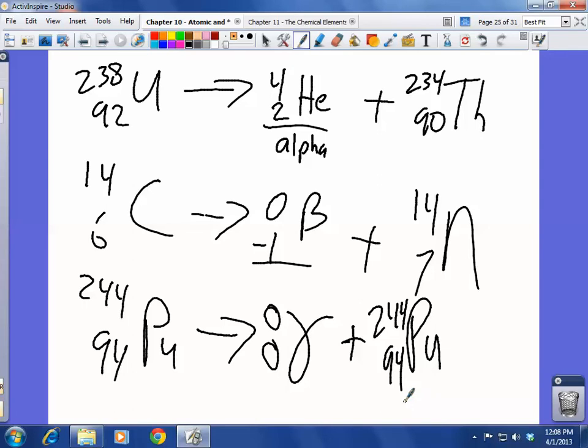And so these are the only three things that can happen. But no matter what's happening, what we have to keep in mind is that the numbers on the left are going to equal the numbers on the right. The mass number is not going to change. The atomic number is not going to change.